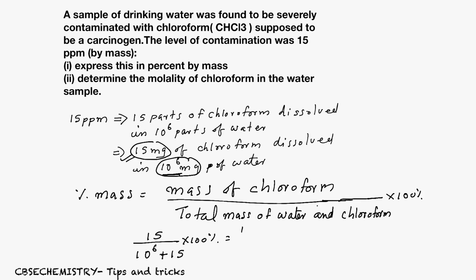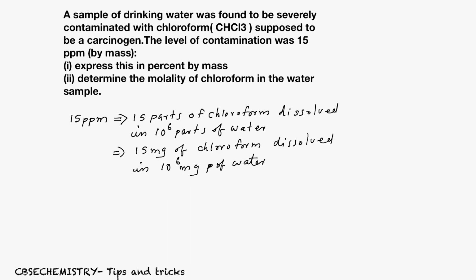On numerator we have 15. If you check denominator, you can see two numbers. One is 10 raised to 6 means 1 million, huge number. Then 15, a very small number. So when you add a huge number and a small number, we can ignore the small number, right? So I am ignoring 15. So 10 raised to 6 into 100 percentage. On calculating, you will get 15 into 10 raised to minus 4 percentage. So that is our answer for the first question.